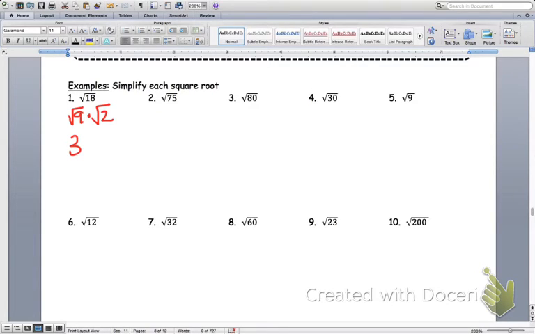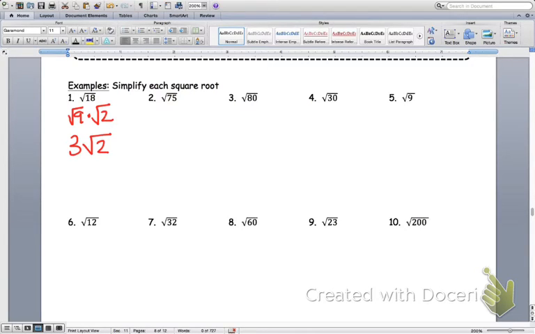And the square root of 2 is not a perfect square. It does not simplify, so it stays square root of 2 right behind it. I don't need to write the dot because if it's next to it, it's automatically a multiplication. So this is how I simplify non-perfect squares. I look for a perfect square that is a factor of it.